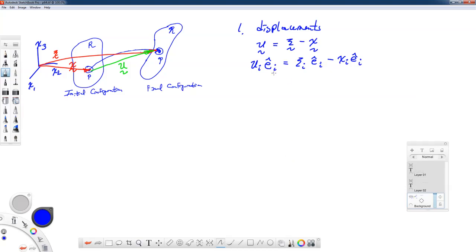Now, given that we're writing this all in terms of the same basis, we can look at the components of the displacement vector. We have ui would be equal to the xi components minus the x components. And that's one way to think of it. The displacement is the final minus the initial position, or sometimes it'll be convenient for us to think of it this way. The final position is going to be equal to the initial position plus the displacement.